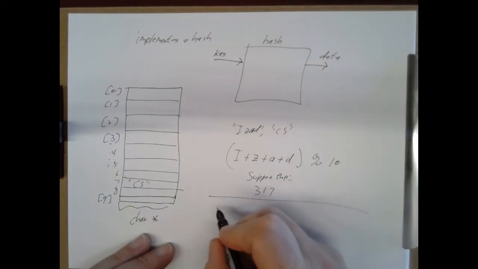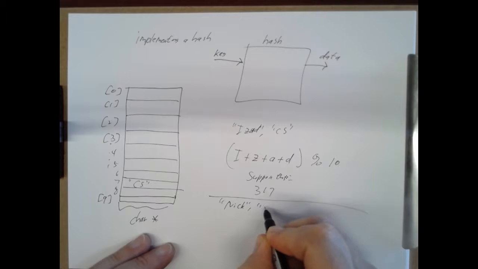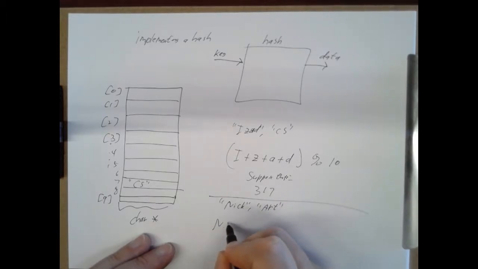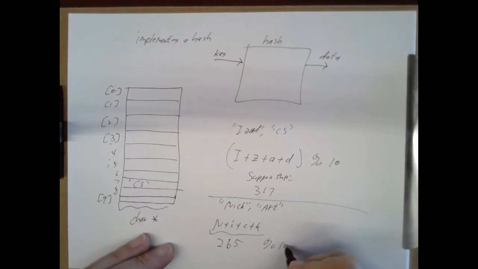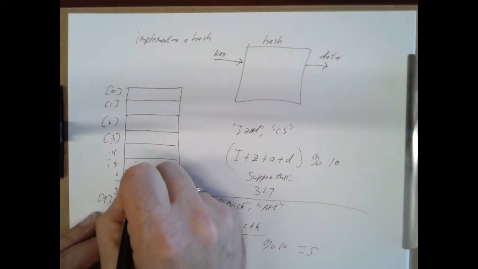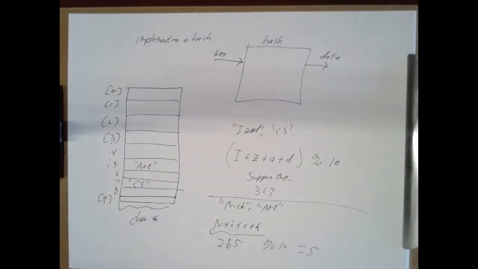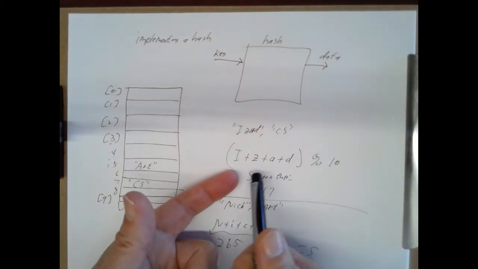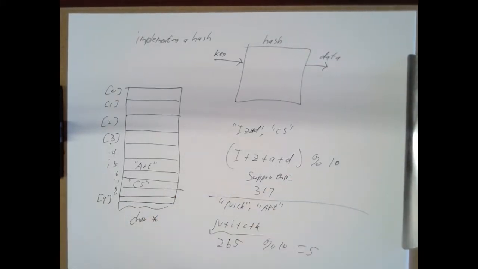And now, when we want to store Nick and Art, we add up the ASCII codes for my name. And let's suppose that this comes out to 265. And reduce it modulo 10, and that gives us a 5. So at index 5, we're going to store the data associated with me. Now, if I want to retrieve the information associated with Izad, what do I do? I take the ASCII code for I, Z, A, and D, add them up, reduce modulo 10, I get a 7. I go to entry 7 in our array, I get CS. I'm done.